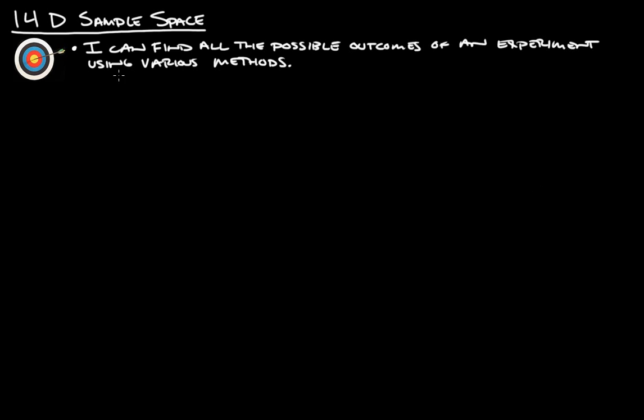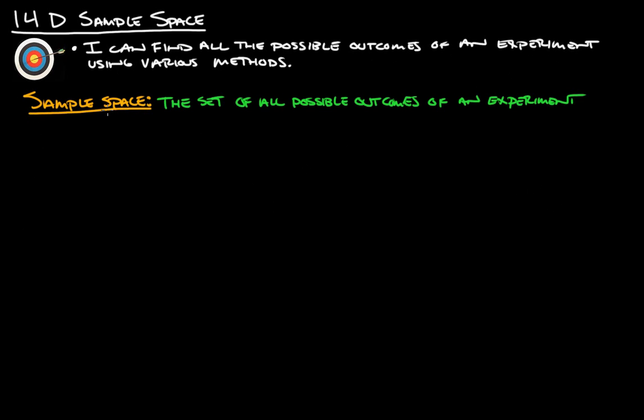I'm going to take you through the 14D notes on sample space. At the end of this, you should be able to say, "I can find all the possible outcomes of an experiment using various methods." Okay, so first thing, let's talk about sample space. It is simply the set of all possible outcomes of an experiment.